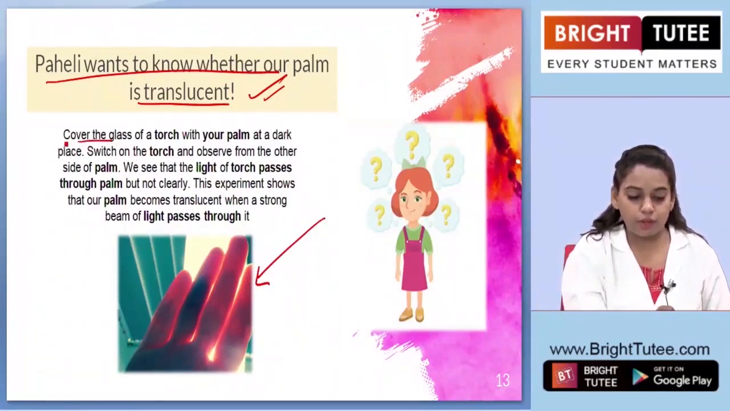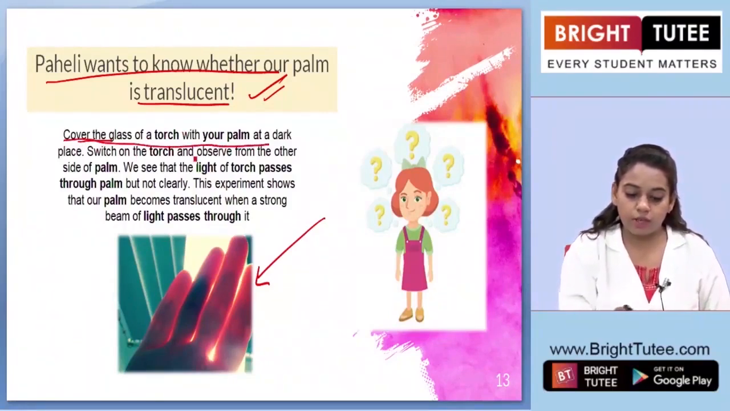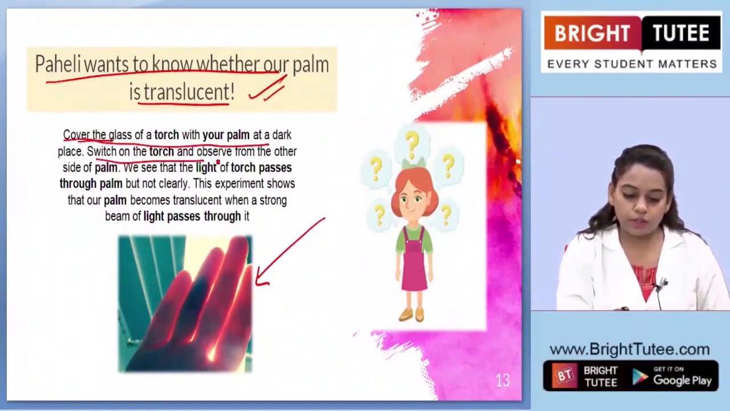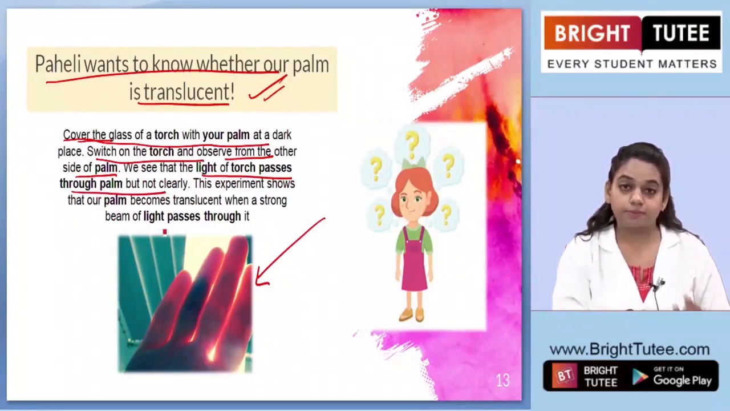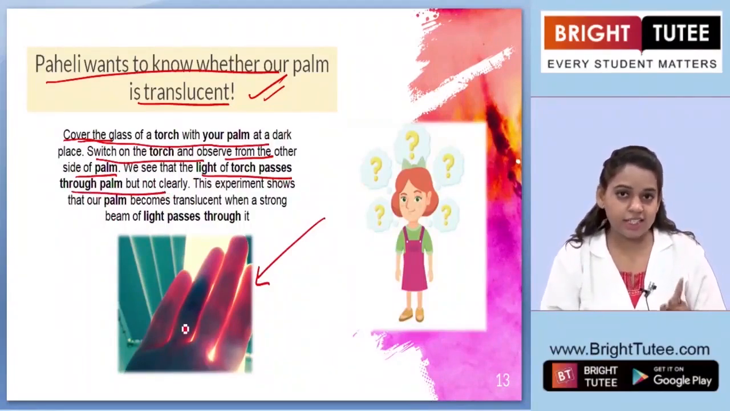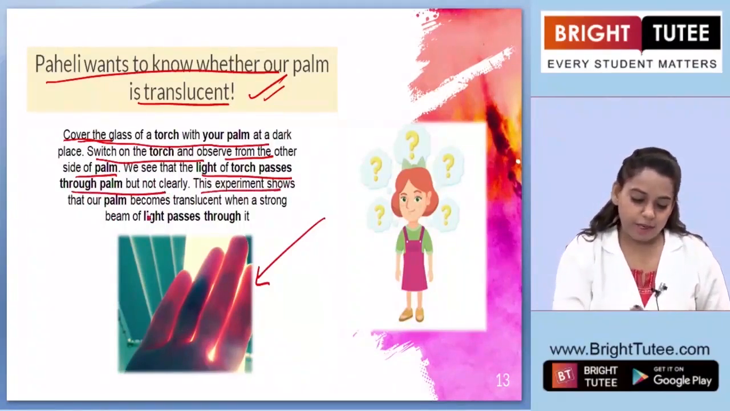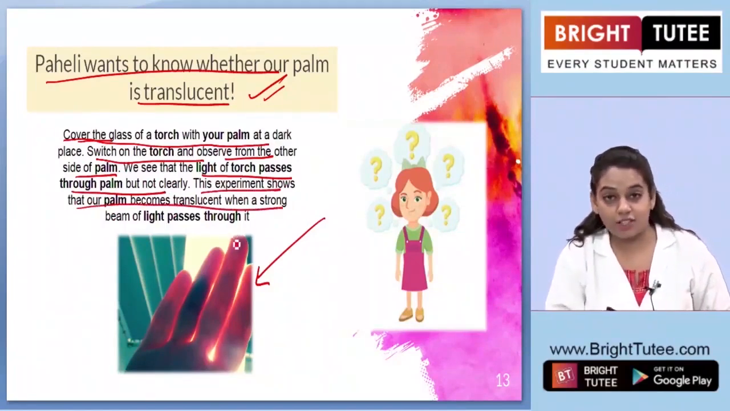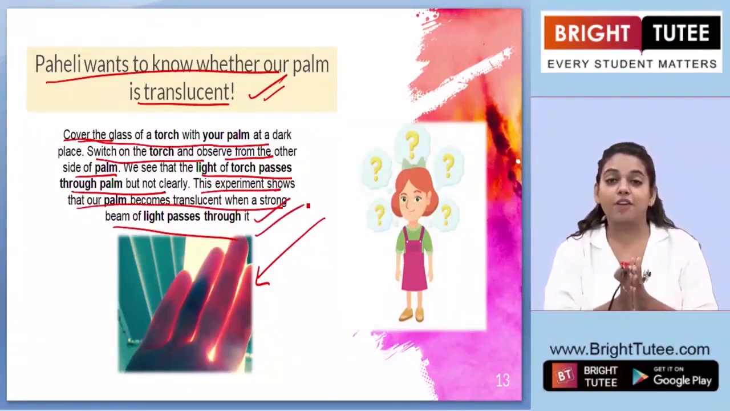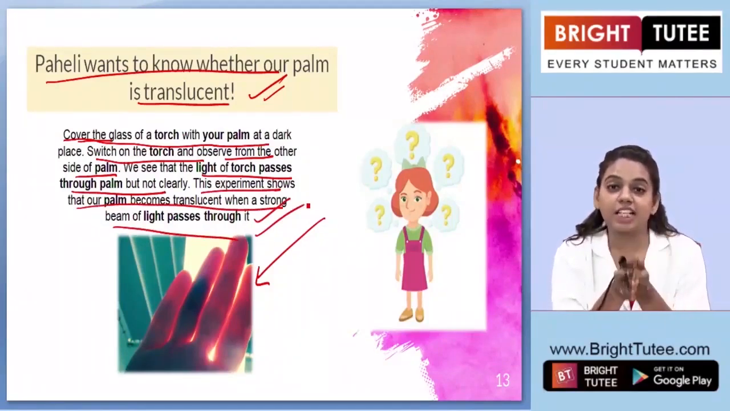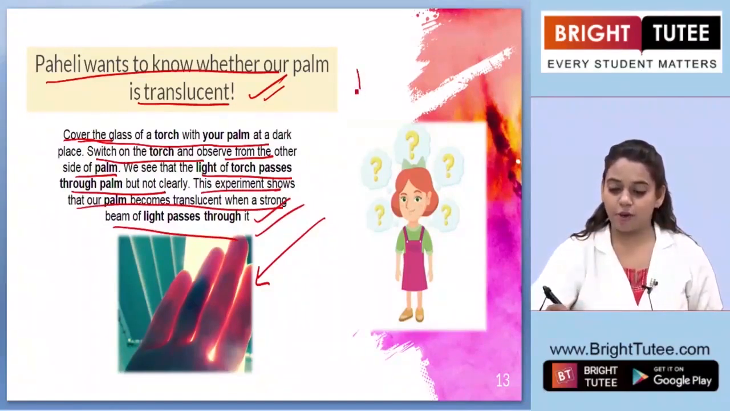So what we are doing, we are covering the glass of the torch with the palm, switching on the torch, and observing from the side of the palm. We see the light of the torch passes through the palm, but not clearly, that is, partially. And this experiment shows that our palm becomes translucent when a strong beam of light passes through it. I hope our friend Paheli will be satisfied with our answer and will understand the concept of translucent.